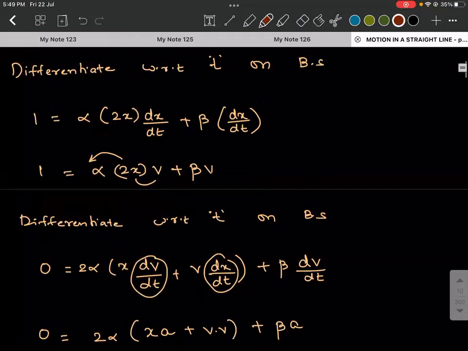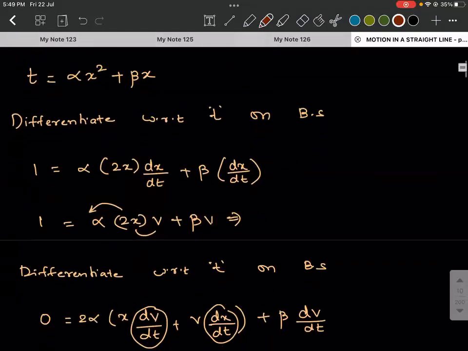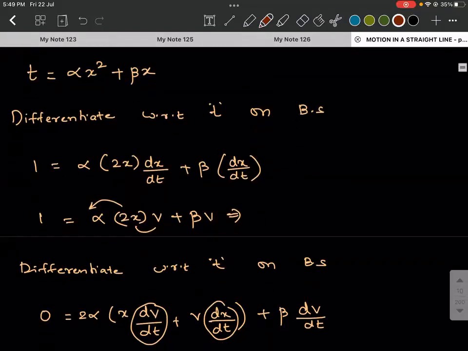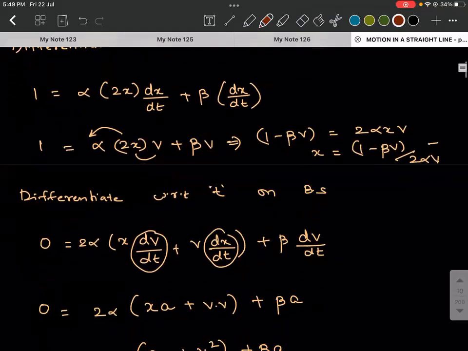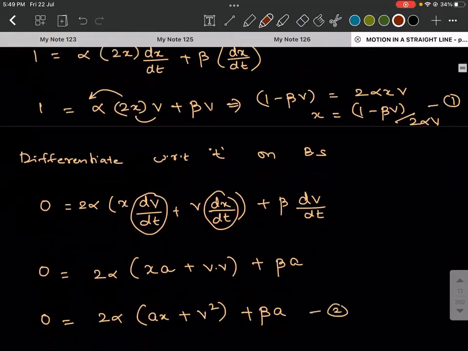I'll do one thing. From this equation, I'll try to eliminate x, because if you look at the options, I don't have x in it. Is that right? So if I have to eliminate x, then I can say 1 minus beta times v is equal to 2 alpha x into v. Then what is going to be the value of x? x is 1 minus beta into v divided by 2 times alpha into v. So this I can call equation number 1, and this I'll call equation number 2.